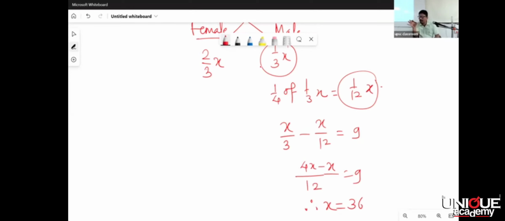Otherwise, it is a very simple thing. We are told that 9 are male members who are unmarried, right? So 9 is what part of the male members? 3/4. Why? Because 1/4 are married, so 3/4 have to be unmarried. 3/4 of which number is 9? 12. So 12 are male members, which are 1/3 of the total because 2/3 are female. So 2 parts out of 3 are female and 1 part is male. So we get 12 male, and 2 parts female, that is 24. So 24 plus 12 gives you 36.